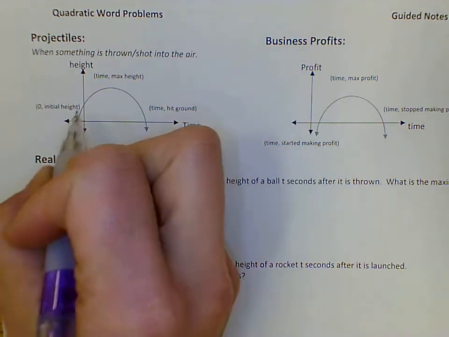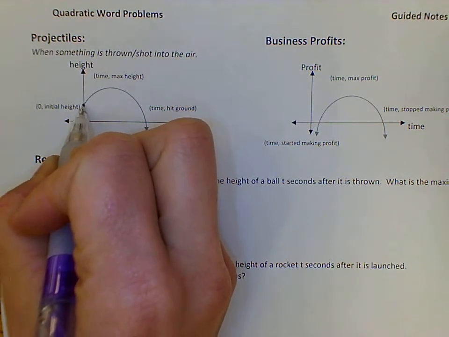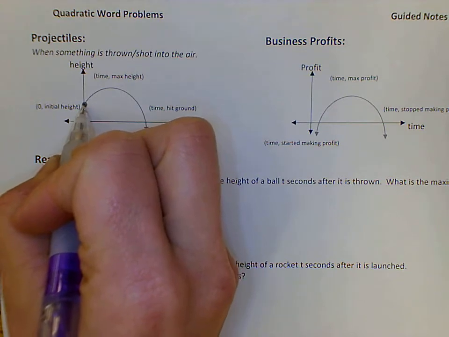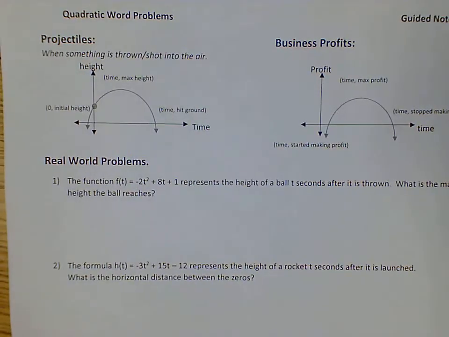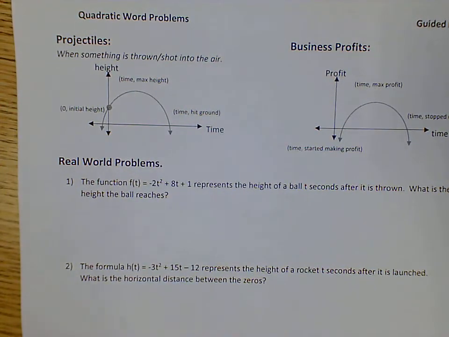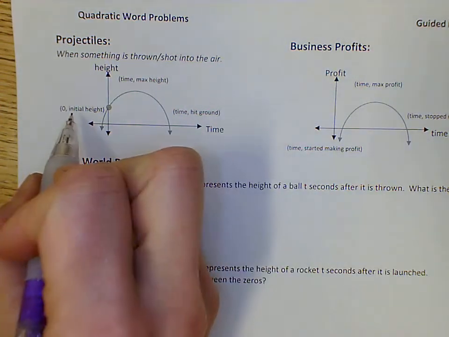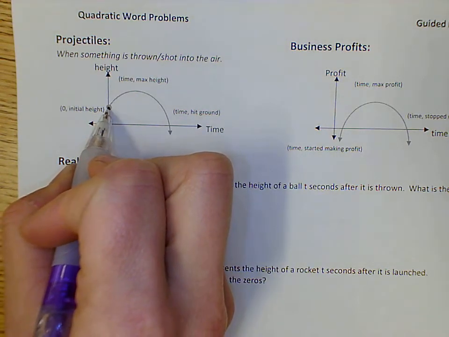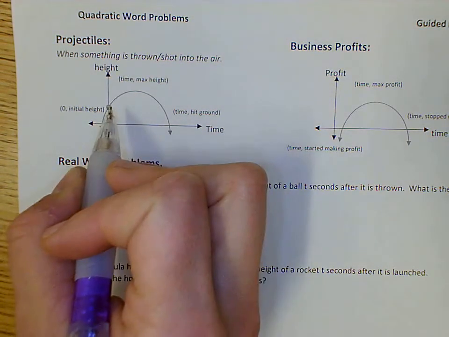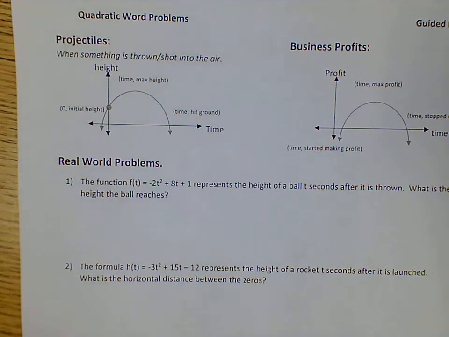The three main points that you're going to see when something's being thrown or shot into the air start with the first point, which is the y-intercept in this problem. That's when the time was 0. So at the very start of when it's thrown or shot, this shows the initial height. If it's thrown by somebody, that would be however high their hand was from the ground.